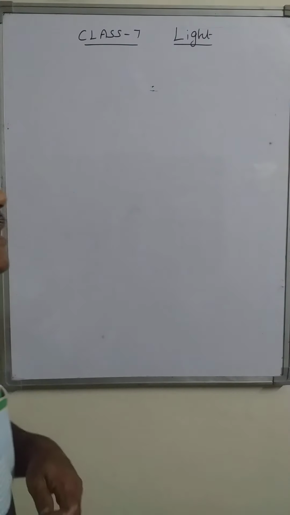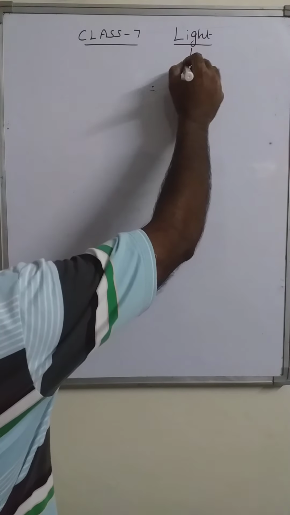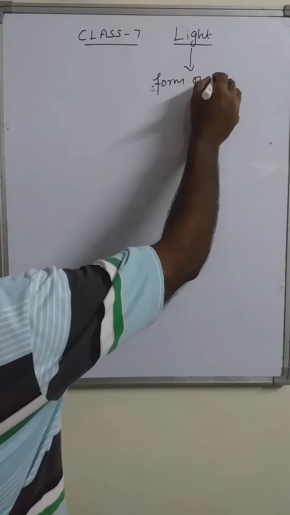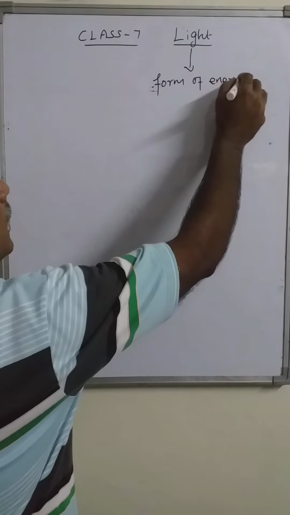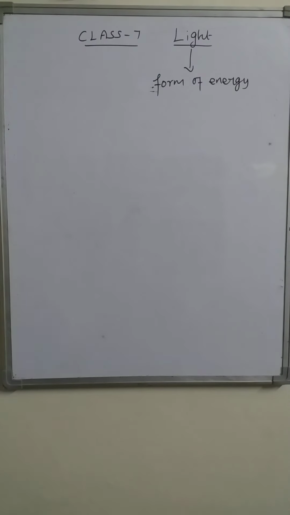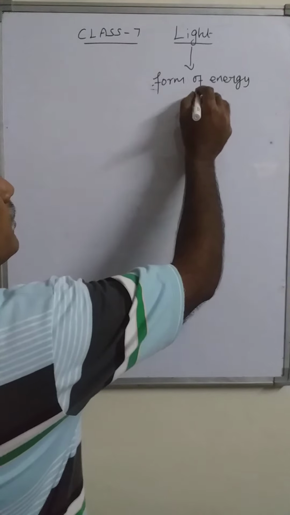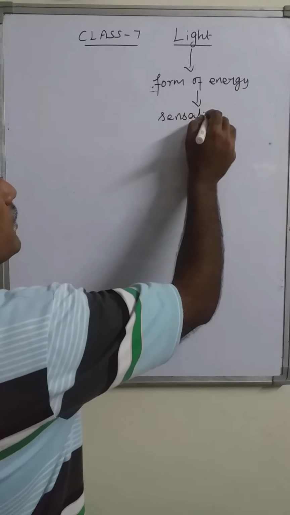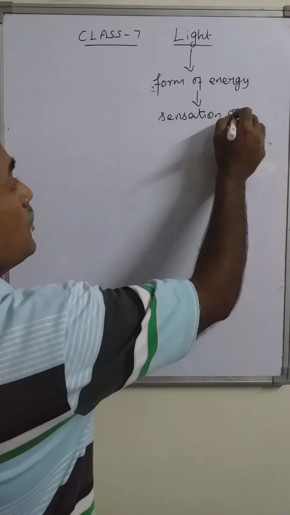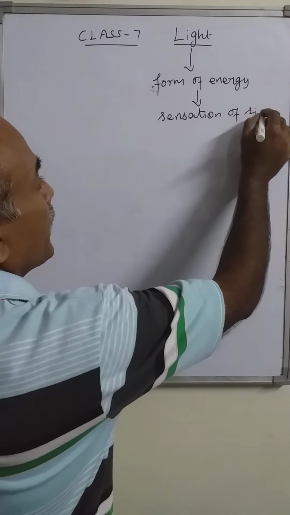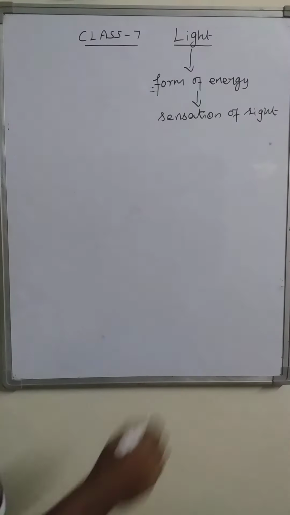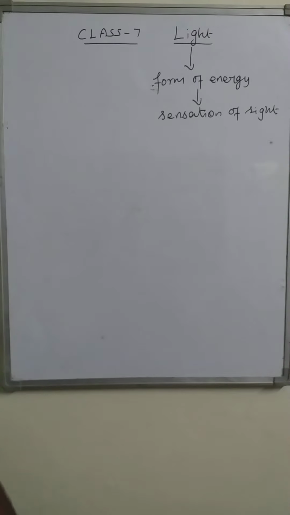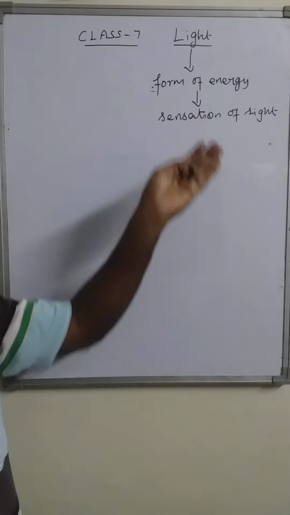Light is actually a form of energy, because it is also giving the sensation of sight. So, light can be defined as the form of energy which gives the sensation of sight. Among various forms of energy, light is also one of them.